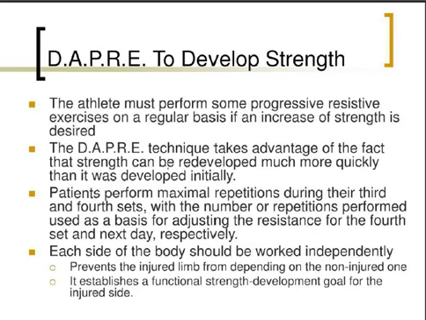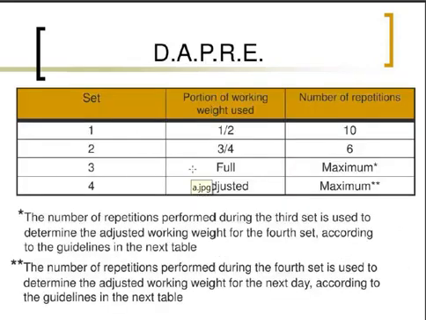The DAPRE system is based on 6 RM. The adjustable working weights will be changing here. We mainly use 4 sets. In the first set, we use 10 repetitions of 50% of 6 RM. In the second set, 6 repetitions of 75% of 6 RM. In the third set, maximum possible repetitions of 100% of 6 RM. In the fourth set, maximum possible repetitions of 100% of whatever weight the patient is able to lift.